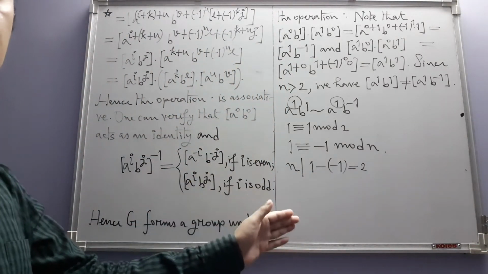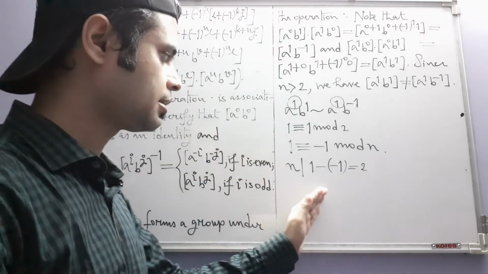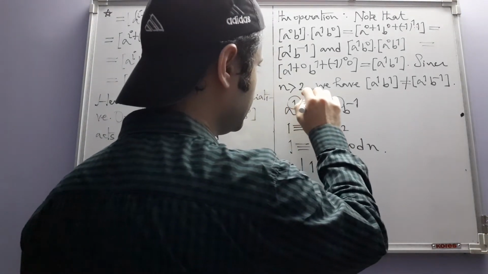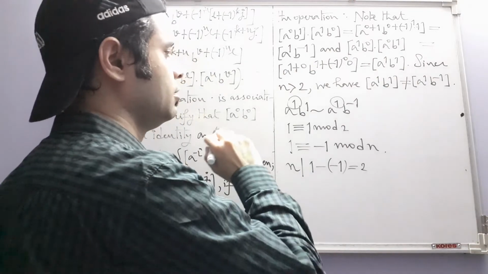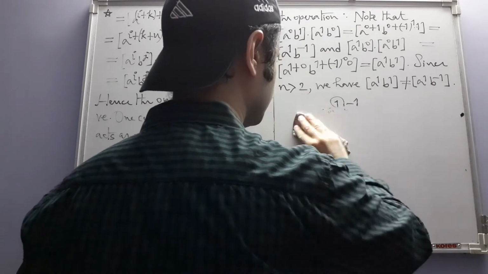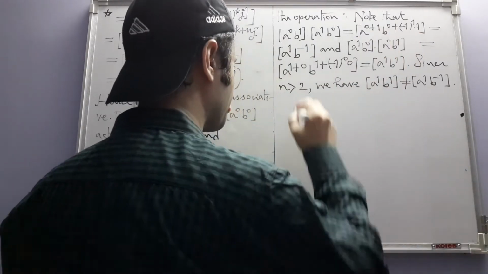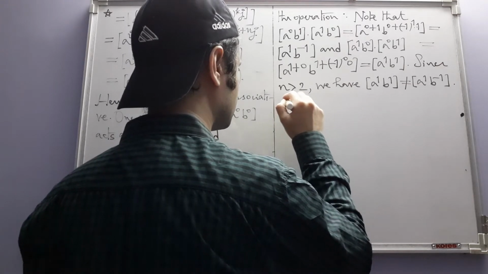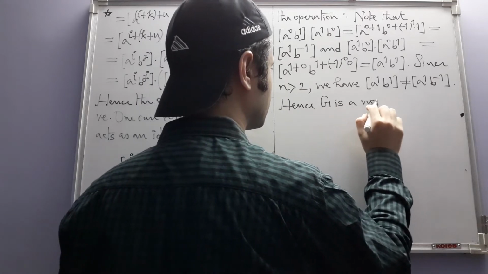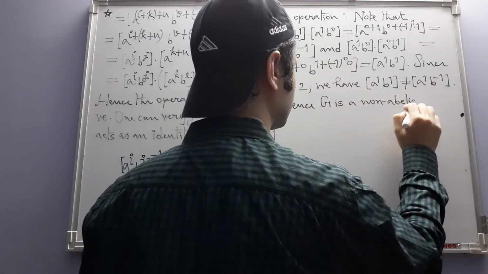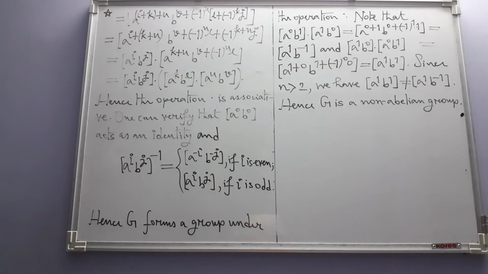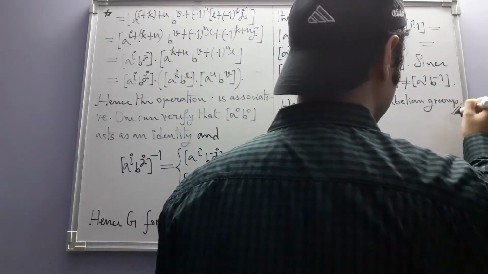However, it is given in the exercise that n is greater than 2. So it cannot divide 2. So that's why we are writing, since n is greater than 2, these two things are not equal, and hence the group is non-abelian. Hence, G is a non-abelian group. Okay, and that ends the solution.